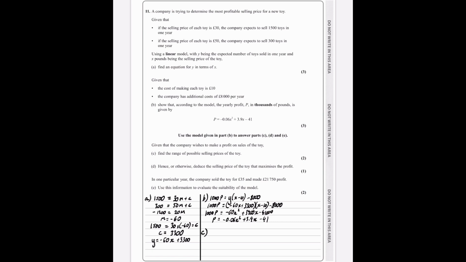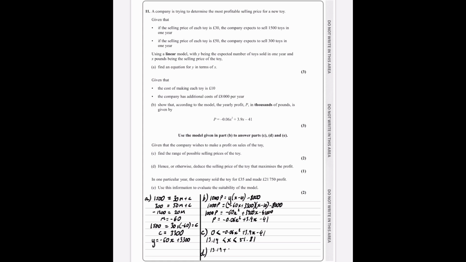All right, for part C, well, if they're going to make a profit, our value of p must be greater than 0, so we can set up an inequality. 0 must be less than -0.06x squared plus 3.9x subtract 41. Solve the quadratic. If you solve the quadratic in any way you want, you'll get 13.19 and 51.81 if you do it correctly. And so x is going to be between those two values, because it's a negative quadratic.